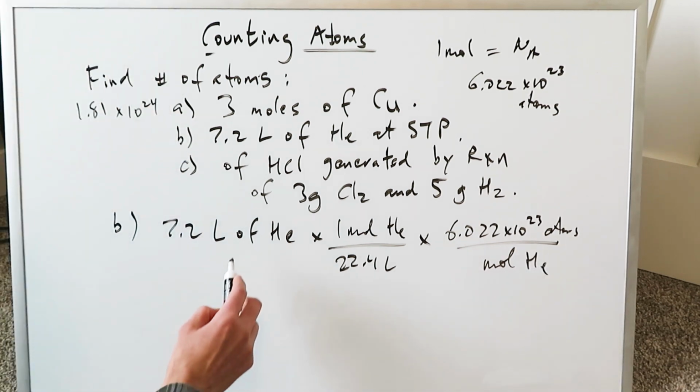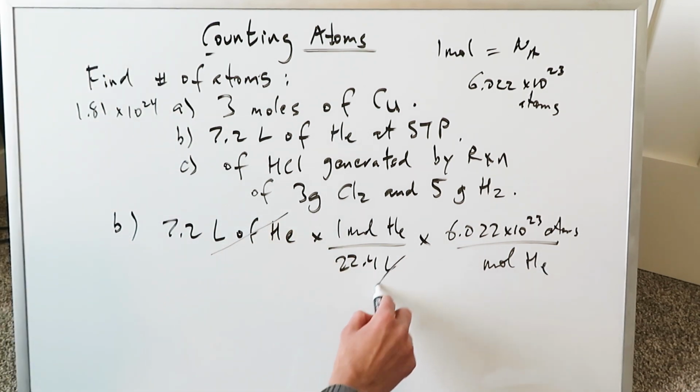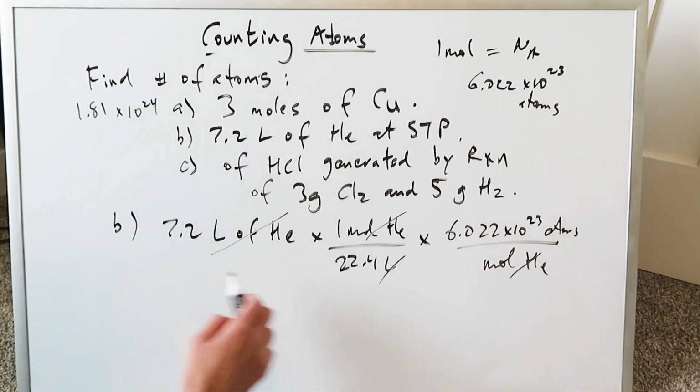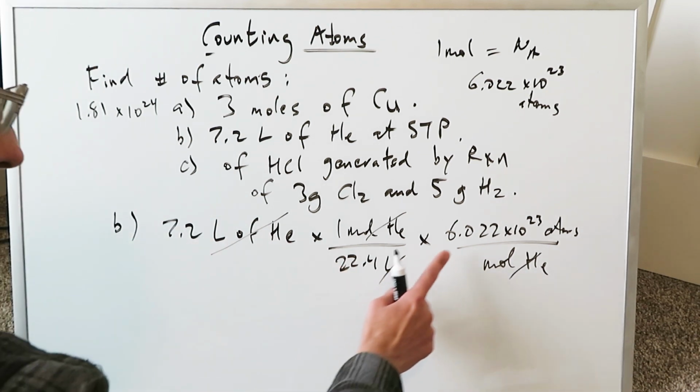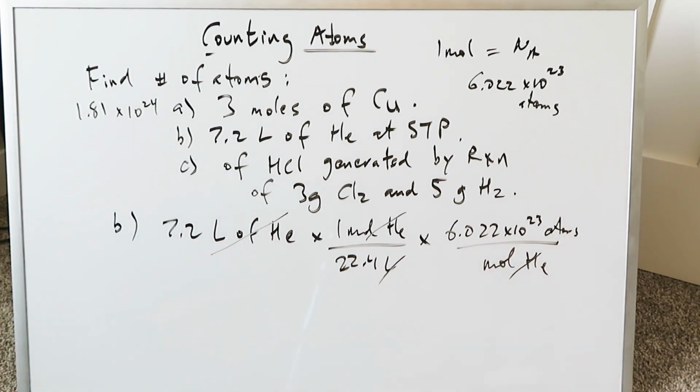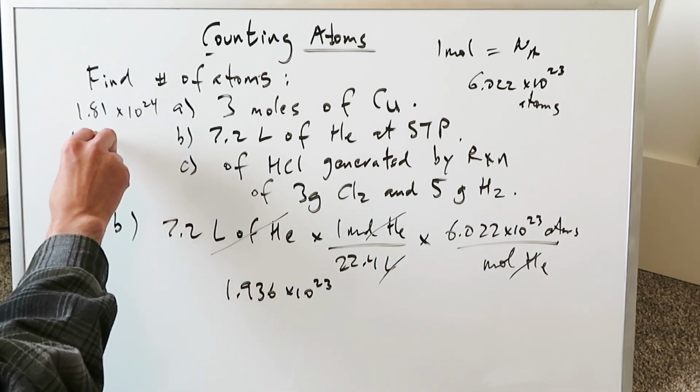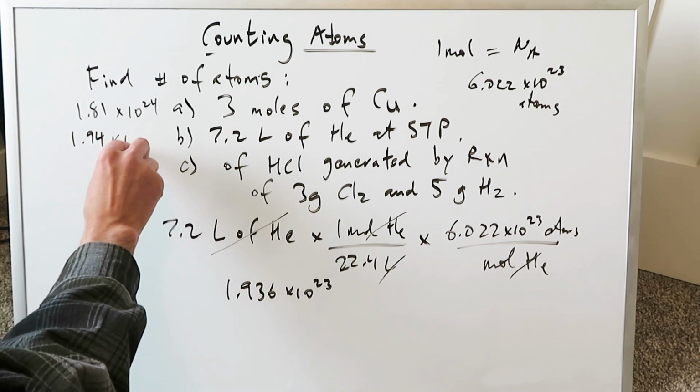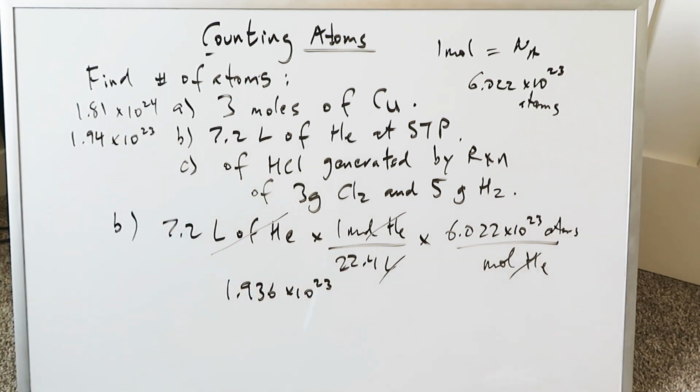Now see how things will cancel out. Liters of helium with this liters here, moles of helium with that. You'll have 7.2 divided by 22.4 times 6.02 to exponent 23, and that'll give you your answer. The answer that I'm getting over here is 1.936 times 10 to the 23 atoms, which I'm going to round up, 1.94 times 10 to the 23 atoms.